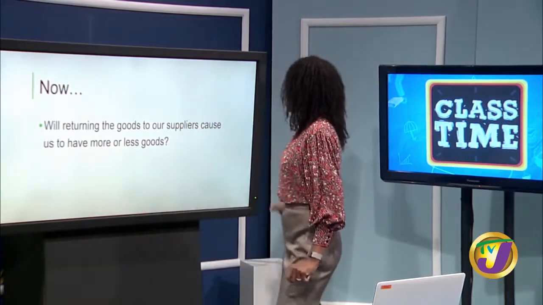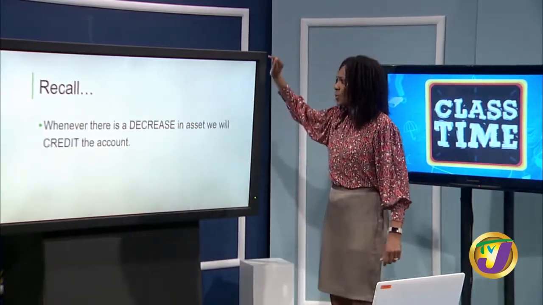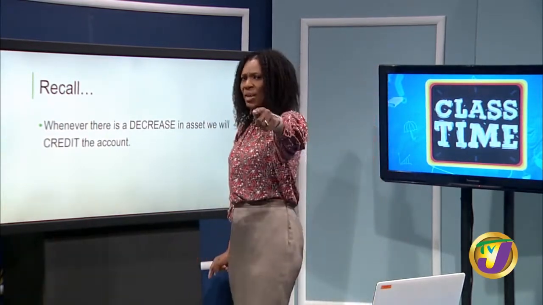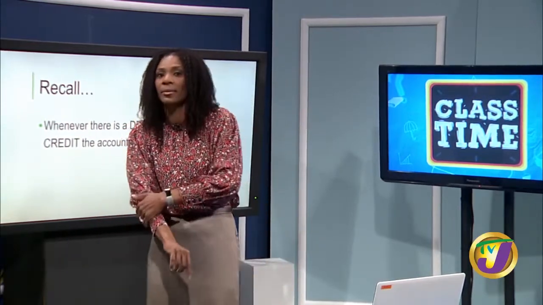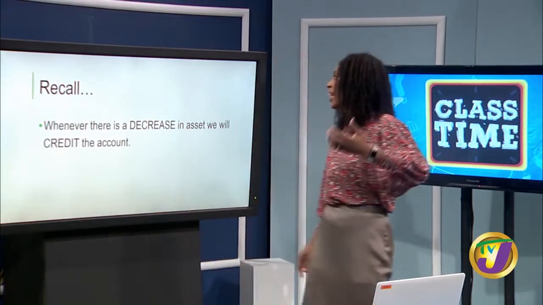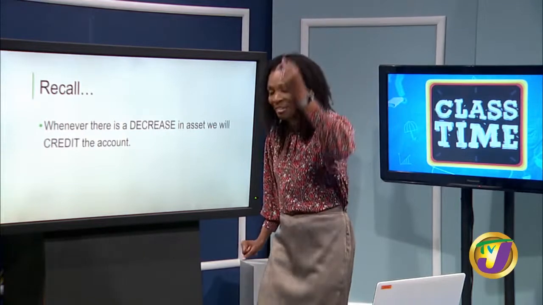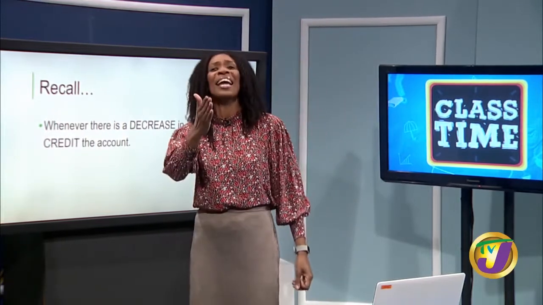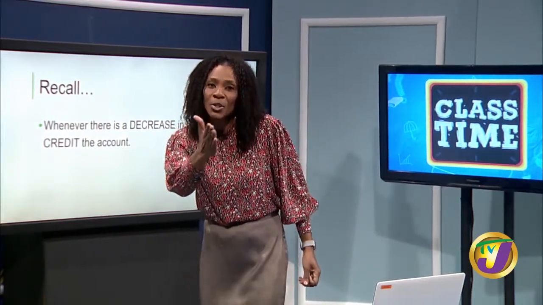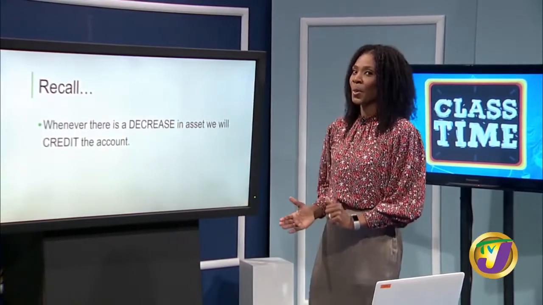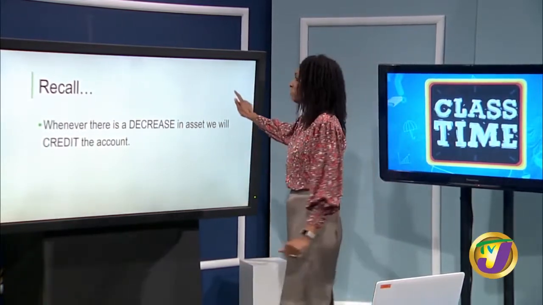Now, students, it therefore goes to reason that this returns outwards is going to have an effect on the amount of stock that we have. A decreasing effect. What does the double entry rule say again? Whenever there's a decrease in asset, we will do what? Credit the account because we have less. So which account do you think we're going to open up now to record the goods that we are sending back to our supplier?